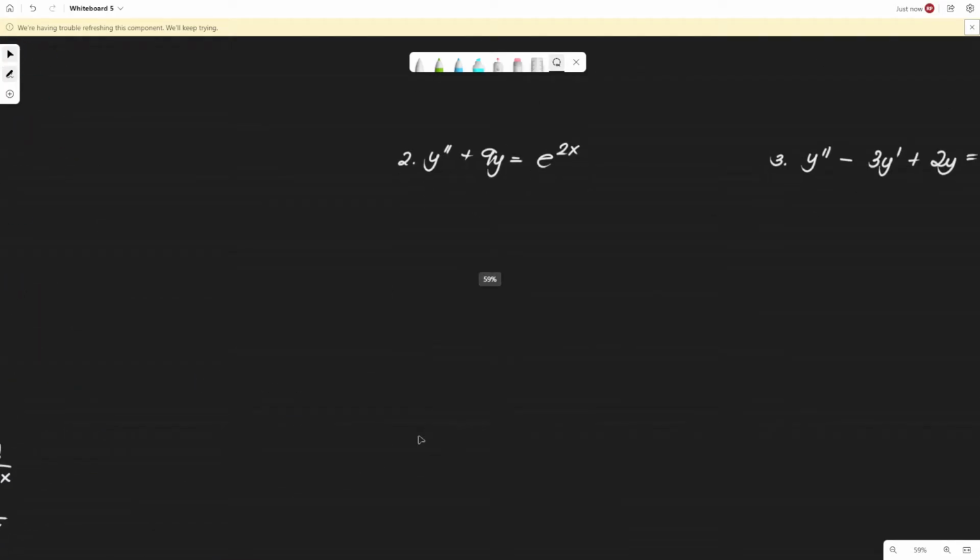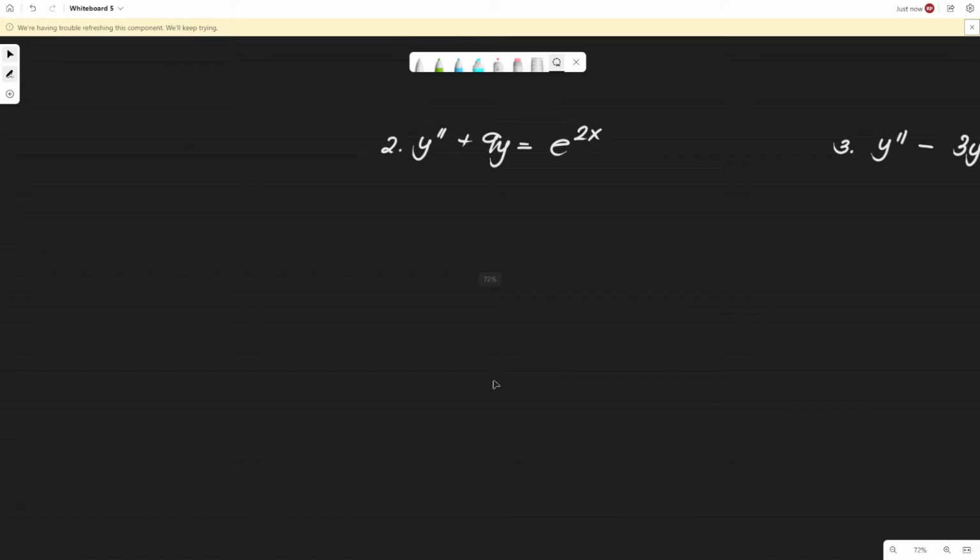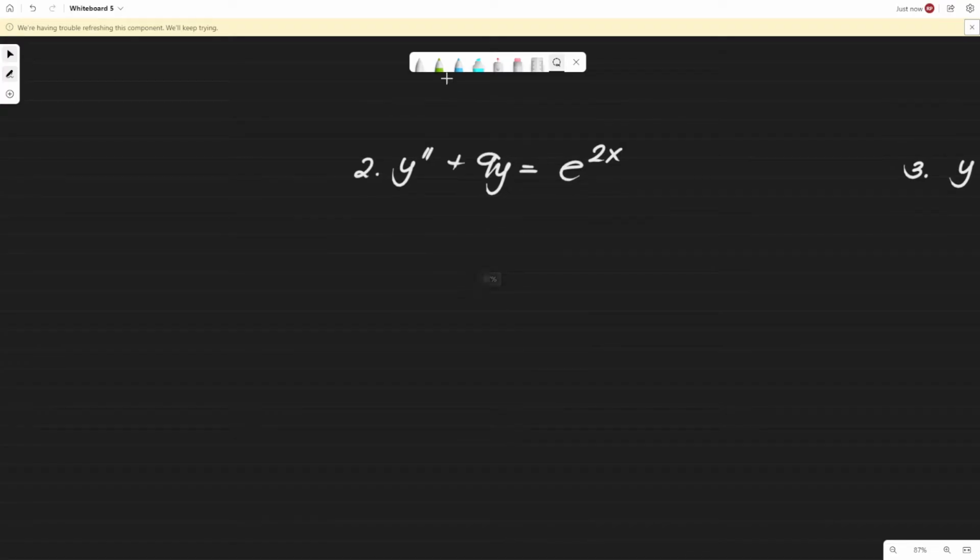So we have here y double prime plus 9y is equal to e raised to 2x. So again, y is equivalent to yc plus yp. Let's solve for yc first. So yc: y double prime plus 9y is equal to 0.